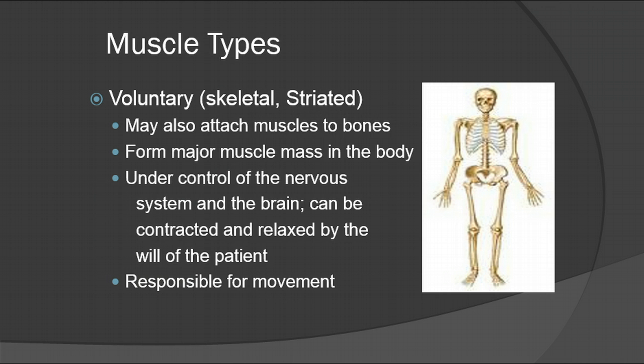Okay, moving on, we have different types of muscle. We have voluntary muscle. This voluntary muscle is the skeletal muscle. It's the muscle that we voluntarily move. It attaches muscles to bones and forms the major muscle mass in the body. Again, it can be controlled by the nervous system and the brain. We can contract and relax it when we want to. It's responsible for our main movement.